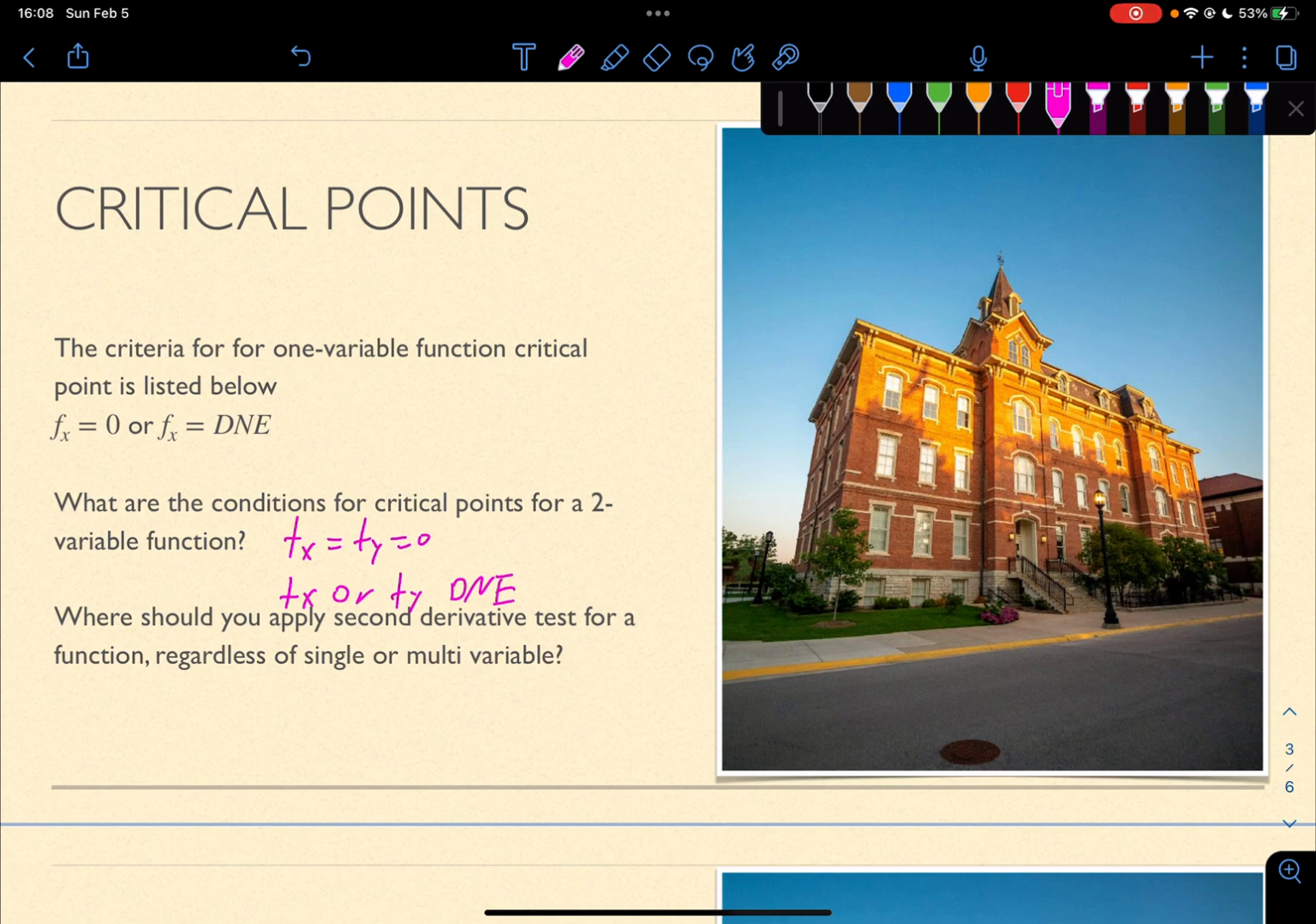So where should you apply the second derivative test of a function, regardless of single or multivariable? I hope you remember when you apply a second derivative test, you always apply it at your critical points. So you always apply them at critical points. So that is the refresher on the critical points concepts.